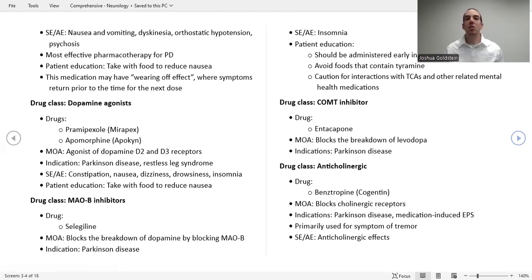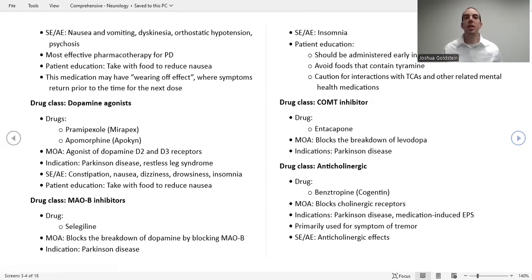Levodopa carbidopa is considered the most effective medication for the treatment of Parkinson's disease. It doesn't mean we're always going to go there. If a patient has really mild Parkinson's, we probably won't use this, but it is the most used and most effective medication. In order to treat the nausea, we do educate patients to take this medication with food. There's something called the wearing off effect that we discuss in Parkinson's, even though it can honestly exist pretty much anywhere. But the wearing off effect is where patients' symptoms come back when it's coming up to time for their next dose.